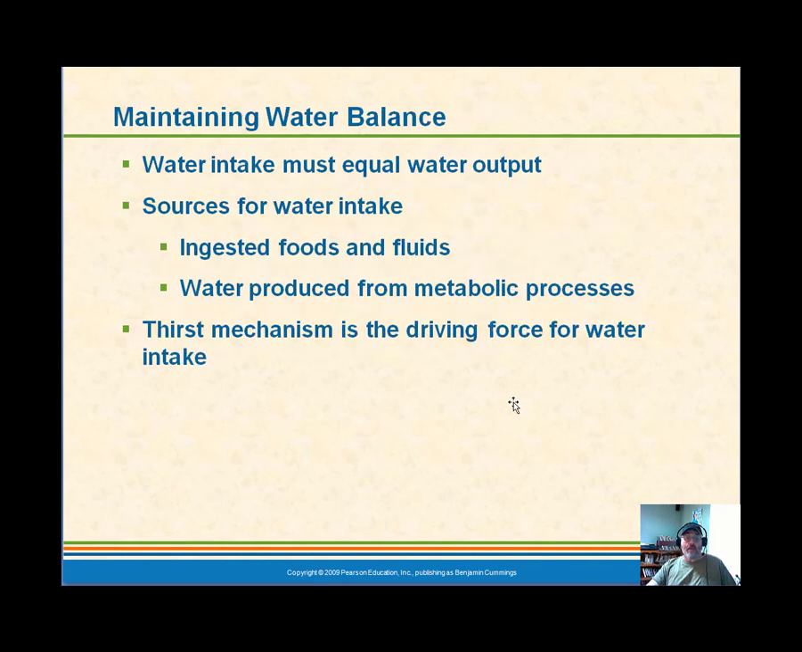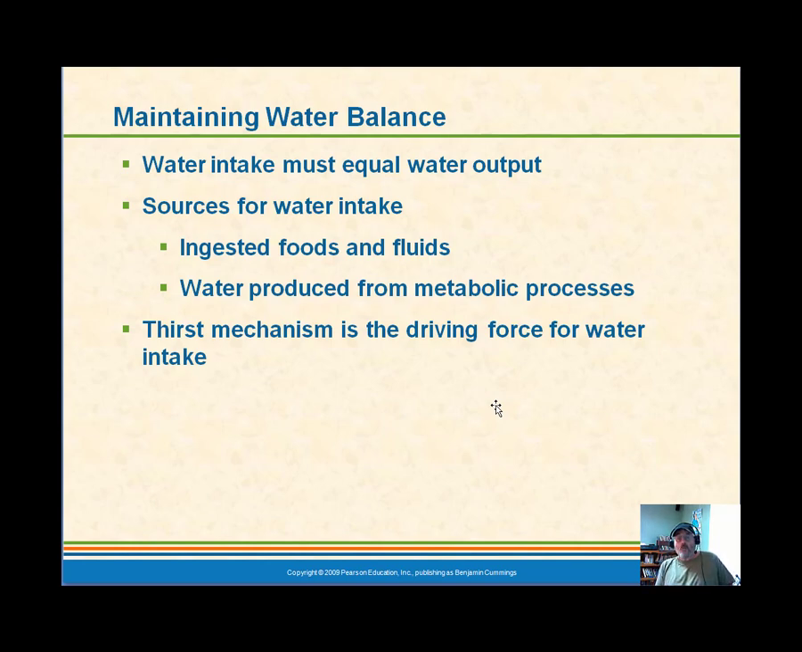Now, maintaining water balance, water intake in general needs to equal the amount of water that we put out. And there are several sources for water intake. The foods that we eat and fluids that we drink, so ingested foods and fluids. And some foods are largely water. Celery and lettuce are largely water. Some animals can get by without drinking because what they eat is so fluid filled.